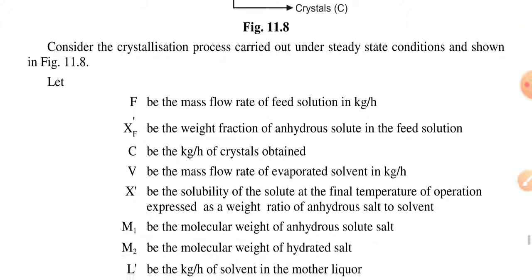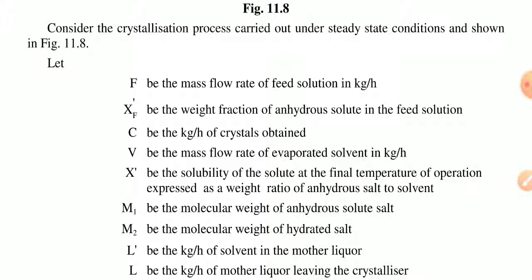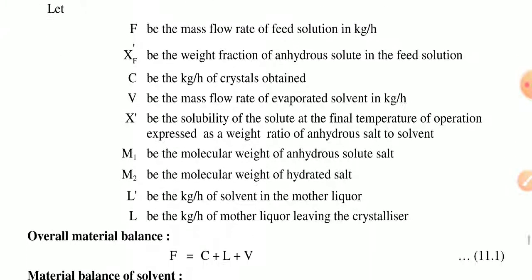Consider the crystallization process carried out under steady state conditions as shown in the figure. F is the mass flow rate of feed solution in kg per hour, and X dash F is the weight fraction of the anhydrous solid in the feed solution. C is the kg per hour of crystals obtained, and V is the mass flow rate of evaporated solvent in kg per hour. We have already seen all these terms, along with X dash, M1, M2, L dash and L.